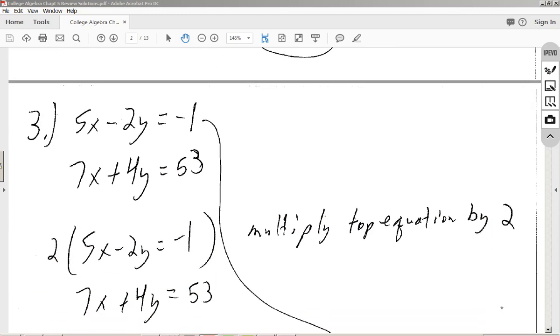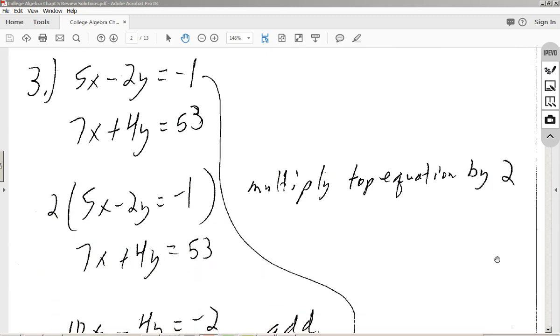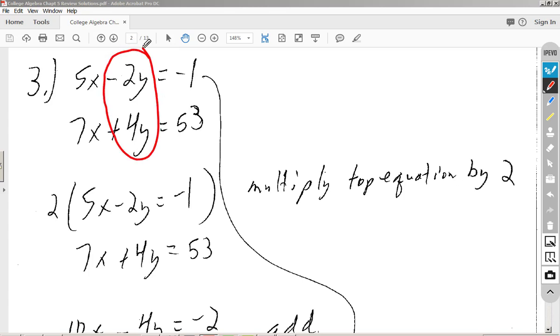On problem number 3, it gives me my two equations: 5x minus 2y equals -1, and 7x plus 4y equals 53. It says solve the system by the addition method. So the addition method is, I add my two equations together, eliminating a variable. The easiest variable to get rid of would be the y, so I'm going to multiply my top equation by 2. That would give me -4y, which goes with my positive 4y.